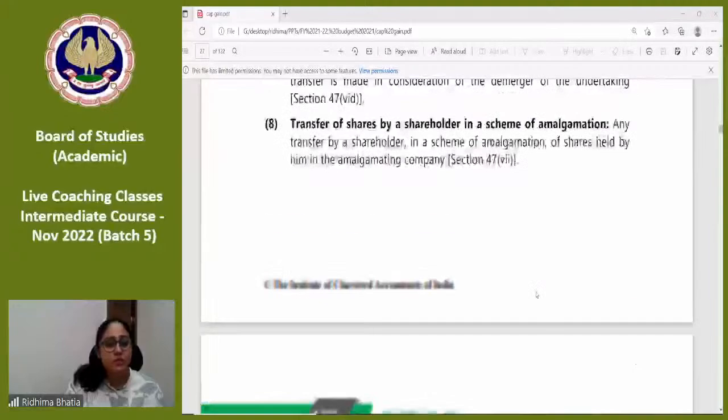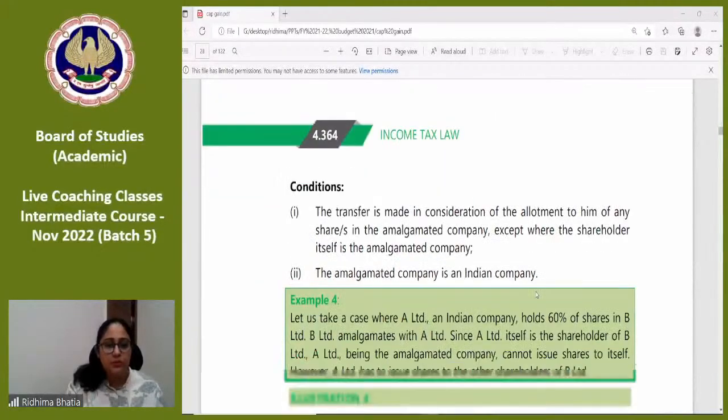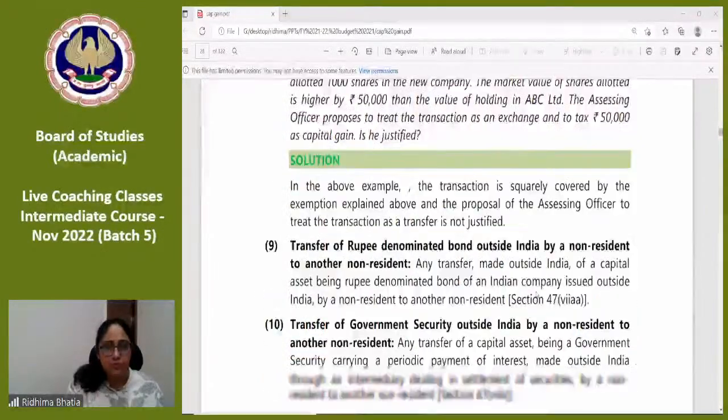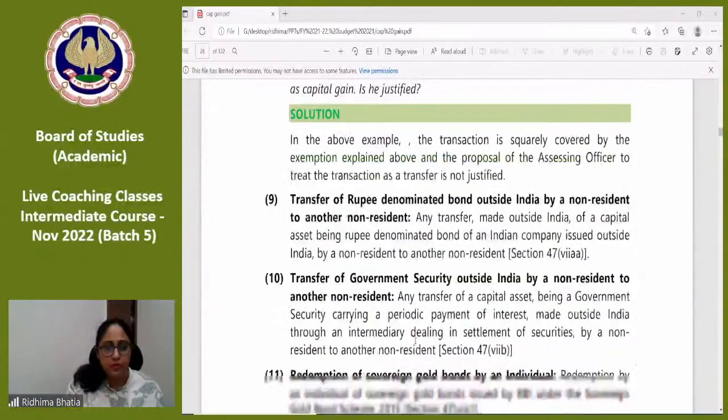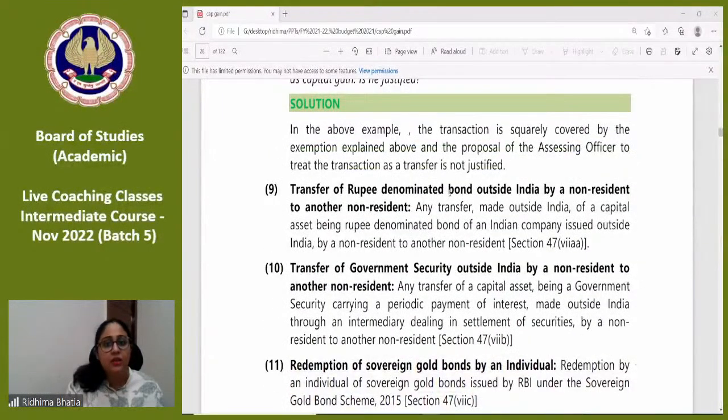Amalgamation, demerger, students, I'm pausing it for a minute. यहां तक पहले किसी को कोई डाउट?